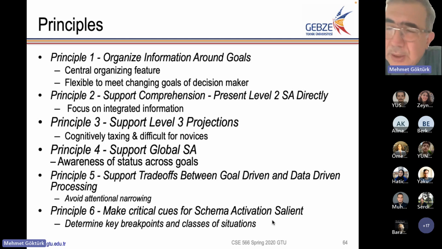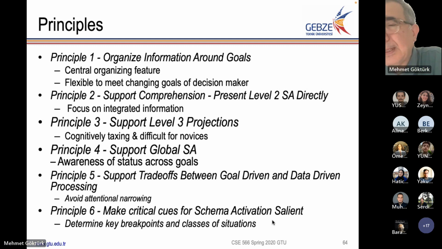Second, support comprehension, level 2 situation awareness. Support level 3 projections for future, like drawing graphics. Support 4, principle 4, support global situational awareness about what is going on generally across the goals. Principle 5, support trade-off between goals-driven and data-driven processing.